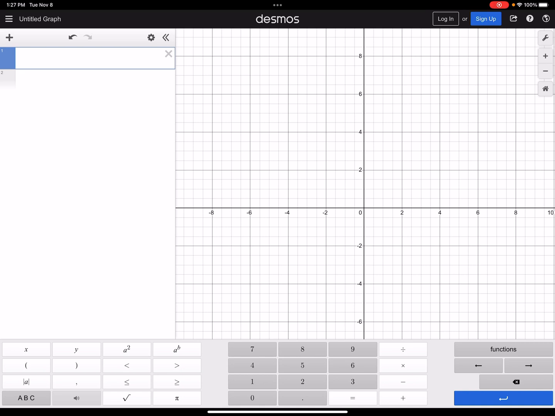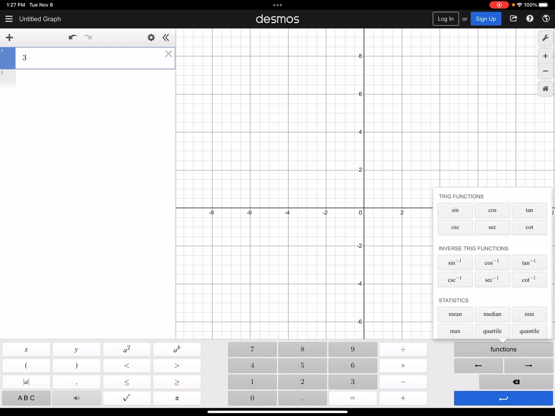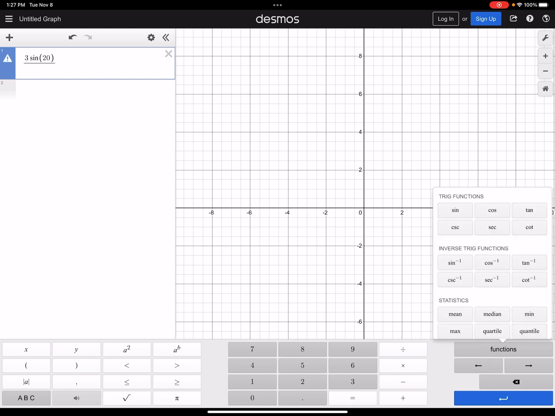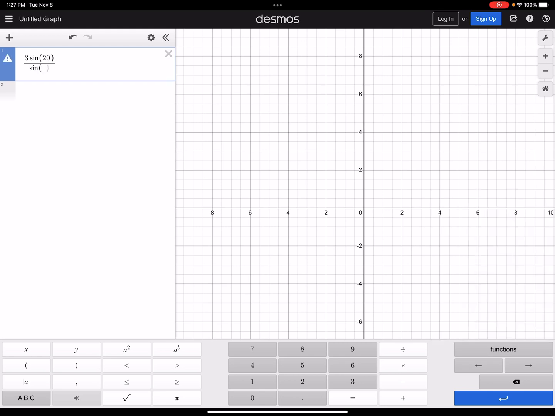So now I'm going to type in 3 sine of 20. And you want to make sure that you're out of that 20 there, so you're not dividing a sine within a sine, divided by the sine of 50. And it tells us to round to 3 decimal places, so C is going to be 1.339.